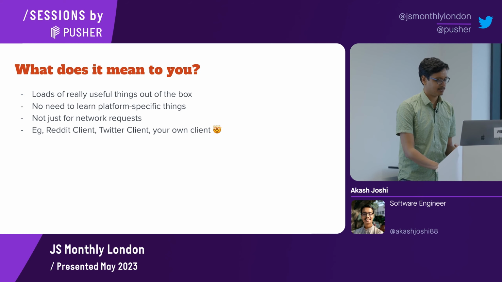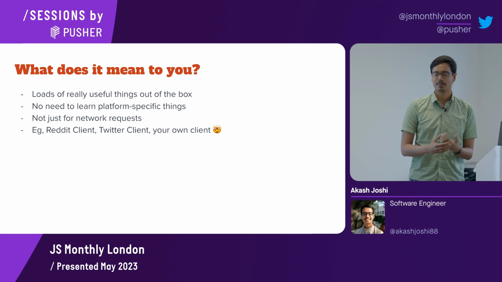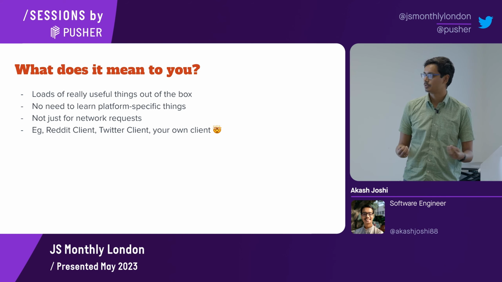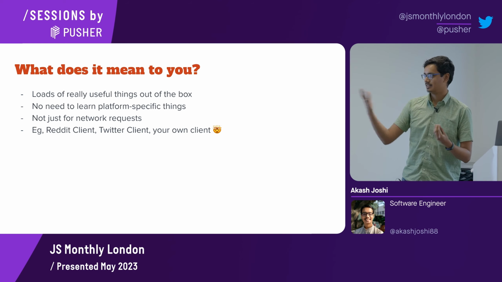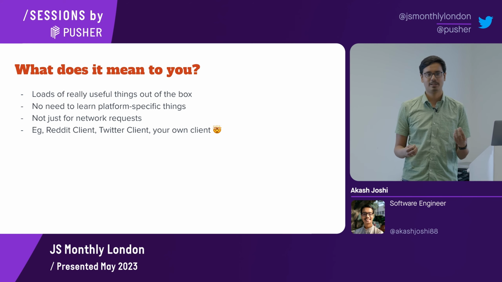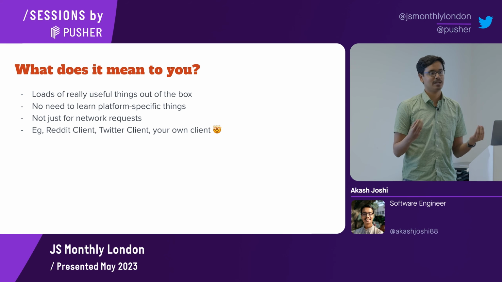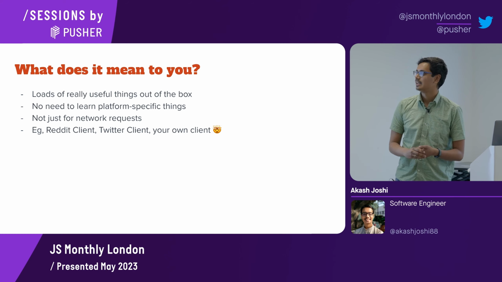So what does this mean to you? What does this mean to the average developer? We just talked about a bunch of features. Firstly, there are loads of really useful things out of the box. Whenever you're creating your own network library, you get all of these benefits out of the box. Think of any network library like Fast API or Express. Why do you use those libraries instead of writing native HTTP servers? Because of all of the benefits you get out of it.